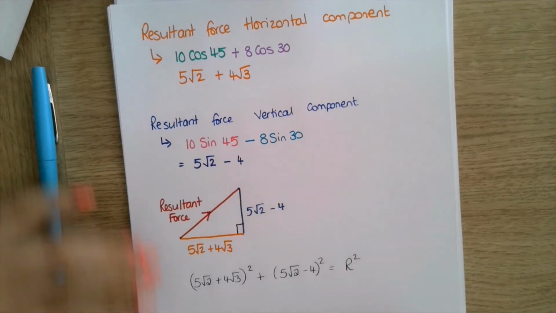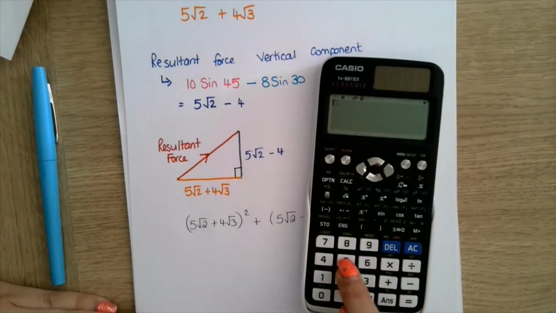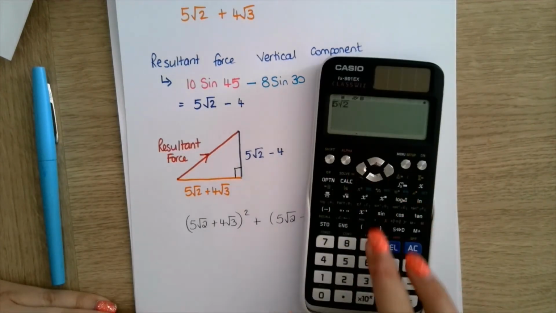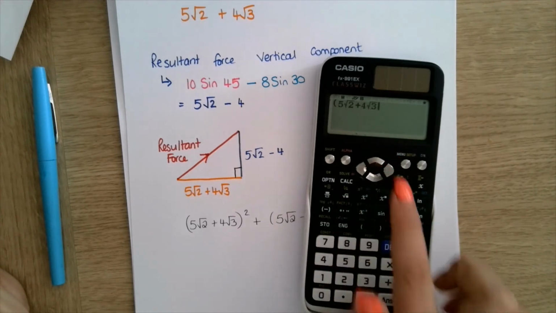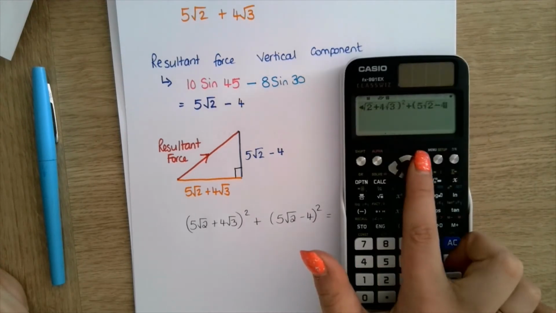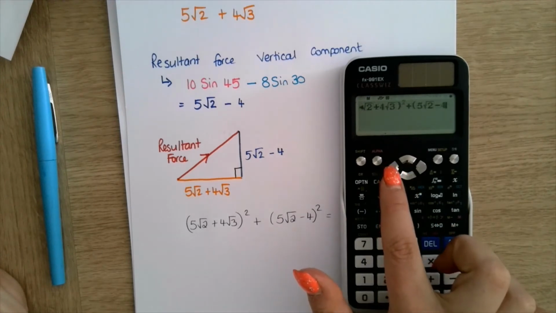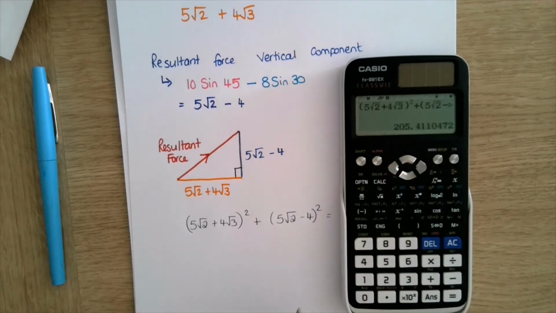I'm just going to call it R, for my resultant force, as R squared. Type this into the calculator, so 5 root 2, I should put brackets, 5 root 2 plus 4 root 3 all squared, plus 5 root 2 minus 4 all squared. Let's just check I got that right, yeah, gets me that number there.